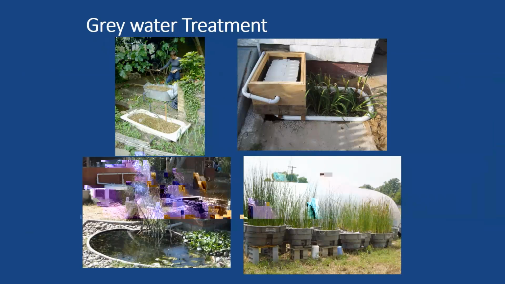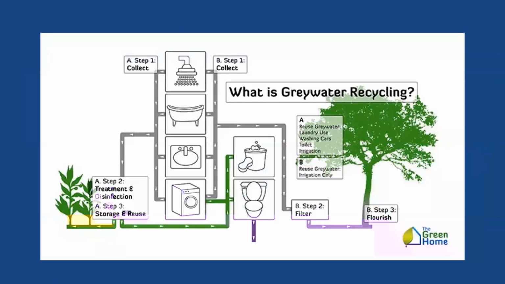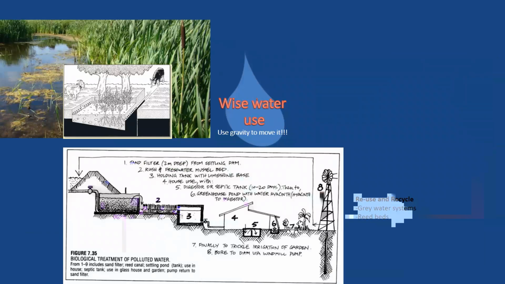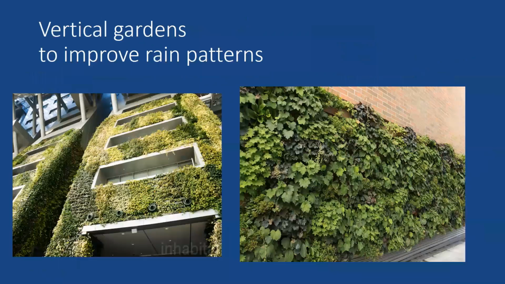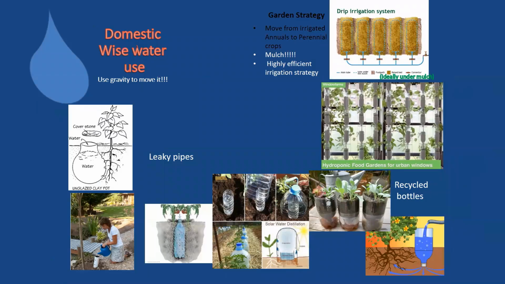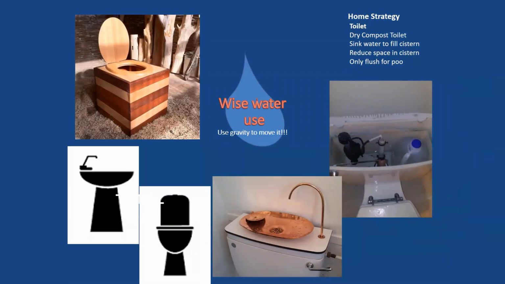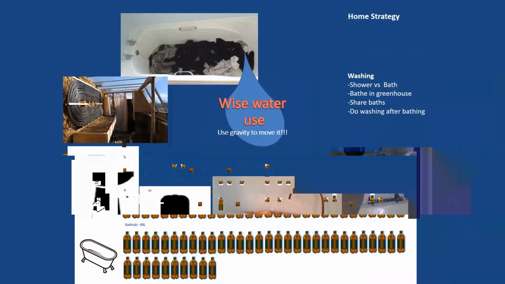Grey water treatment could also happen on every level domestically. The used water from the bathroom and kitchen can be used again for different purposes. This is another natural way of doing it. The house can be designed, depending on the climate of the region, whether temperate or arid, to save energy and water, using vertical gardens to improve rain patterns. Also, domestic water use and upcycling of materials. In the bathroom, the design could allow the water from the sink to go directly to the toilet, saving water while showering or bathing.